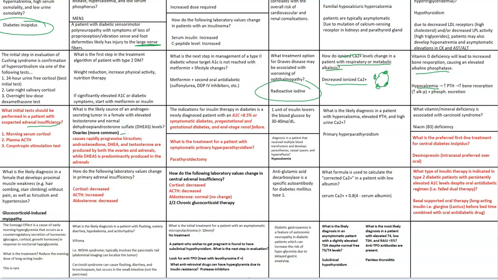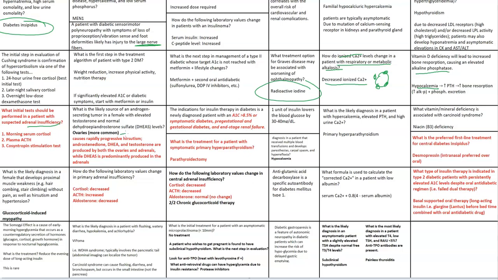What type of insulin therapy is indicated in type 2 diabetics with persistently elevated A1C despite oral anti-diabetic regimen failed dual therapy? That would be basal-supported oral therapy, so long-acting insulin such as Glargine or Lantus before bedtime combined with an oral anti-diabetic drug.